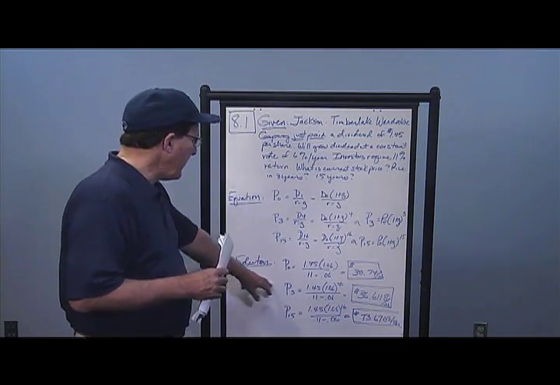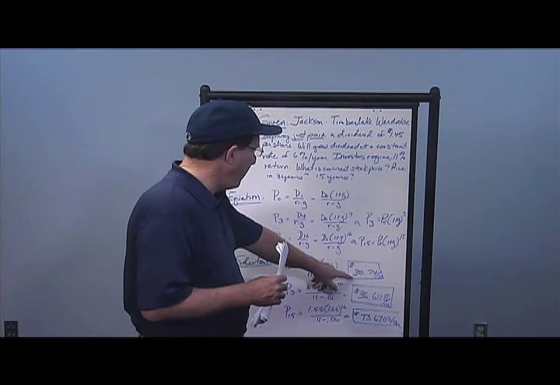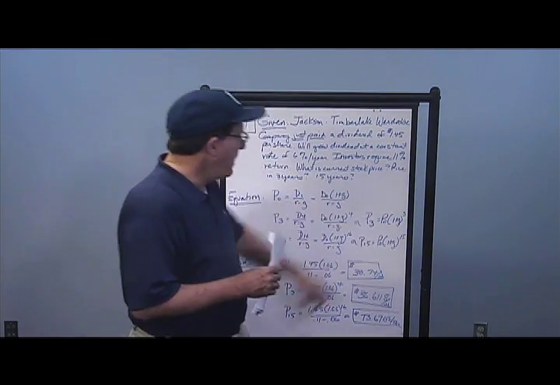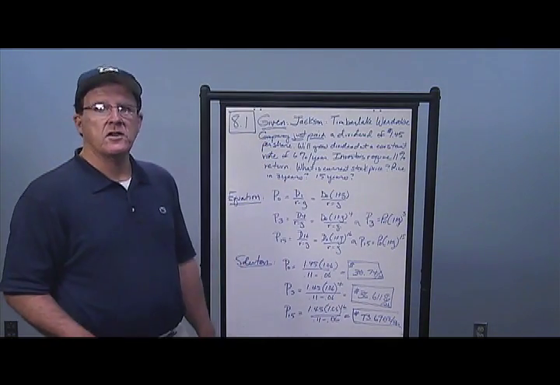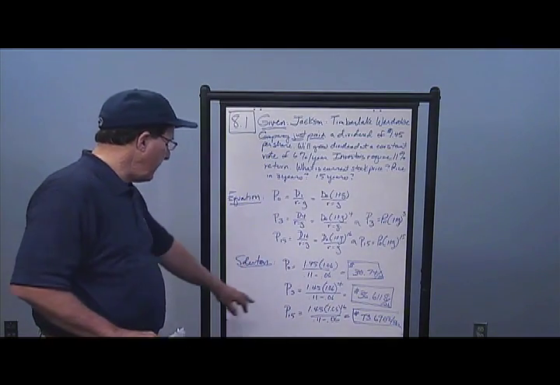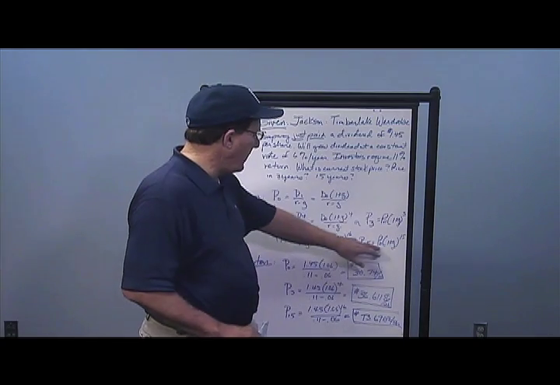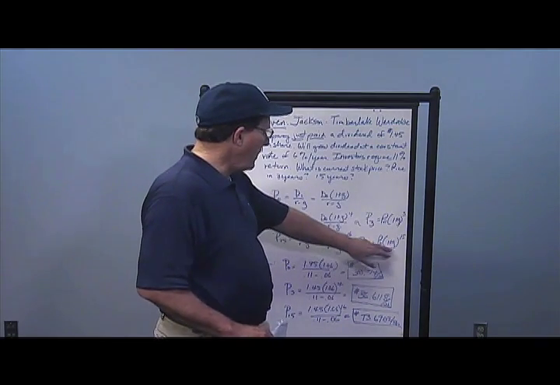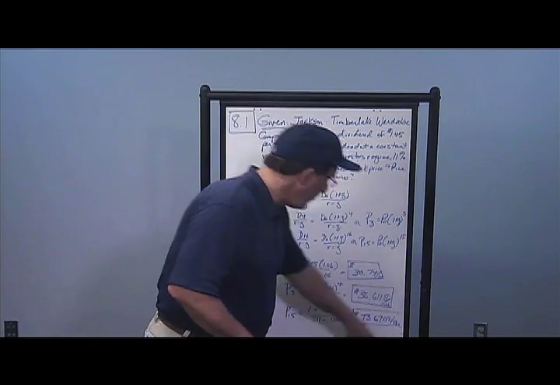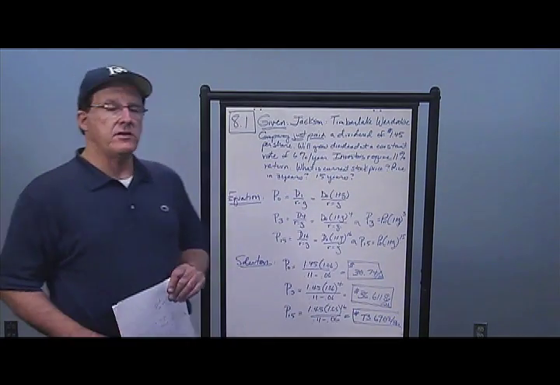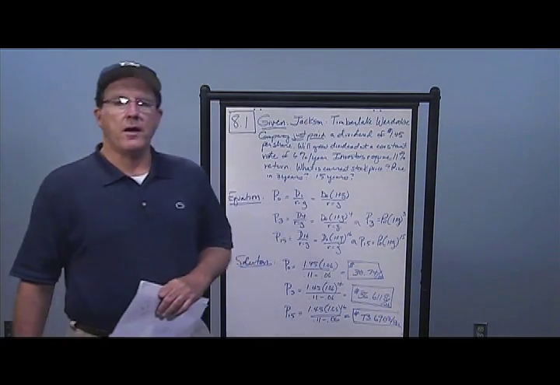Again, I can check these P3 and P15. P3 I can check by taking P0 of 30.74 and multiplying it by 1.06 to the 3rd, and I should come up with the same answer of $36.61. And for P15, I can take P0, 30.74, times 1 plus 0.06 to the 15th power, and I should get that same answer of $73.67. There are your answers to problem 8.1.